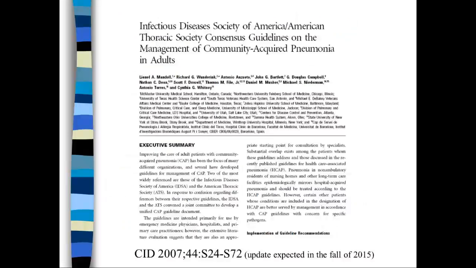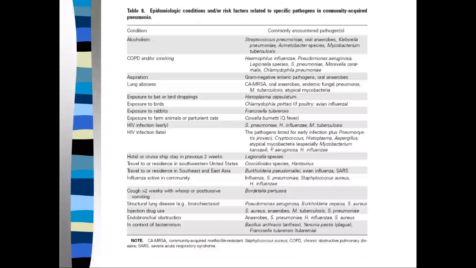Now, the most recent CAP guidelines are getting older. They're from 2007. But if you look on the IDSA website, there's an update expected in the fall of 2015. So we may have newer, updated community-acquired pneumonia guidelines here in the next year or two.